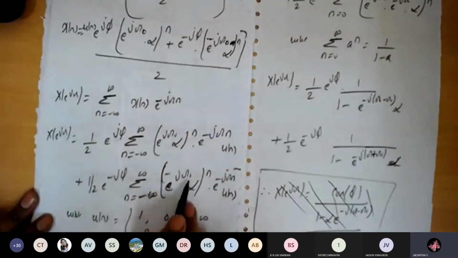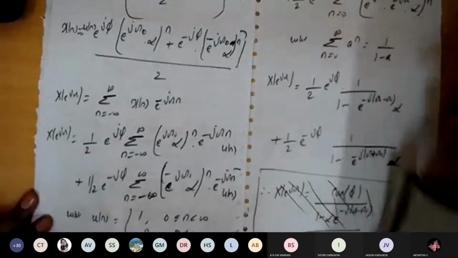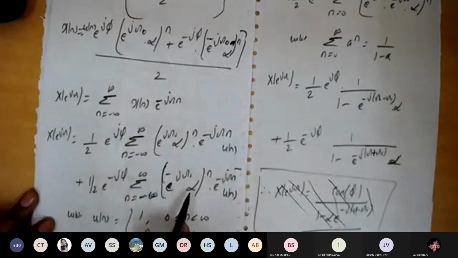Yeah, so here you can see minus j omega naught minus j omega n is there. So here I missed the minus. If you take minus common here, this will become plus here. So a small correction, you can make the correction here.